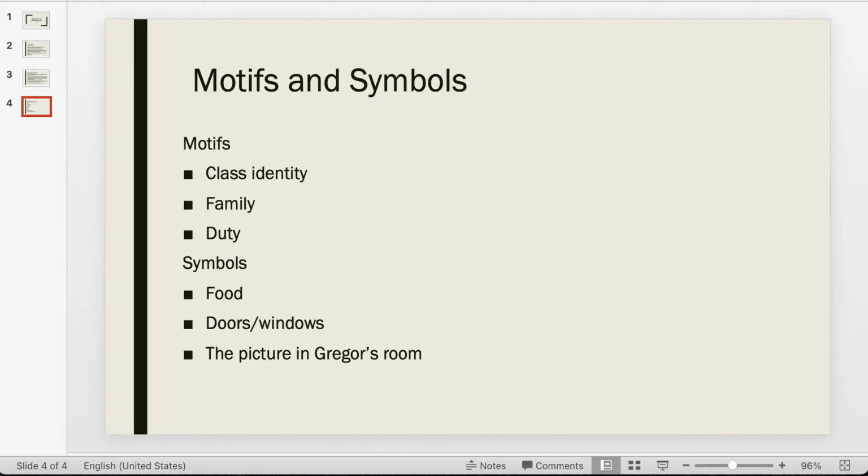And then we also have duty. So duty to family being a big point here, a little bit less perhaps duty to one's own identity. So we have Gregor in some small ways trying to assert who he is, but he's also very concerned about his family and what's happening to them throughout the story.